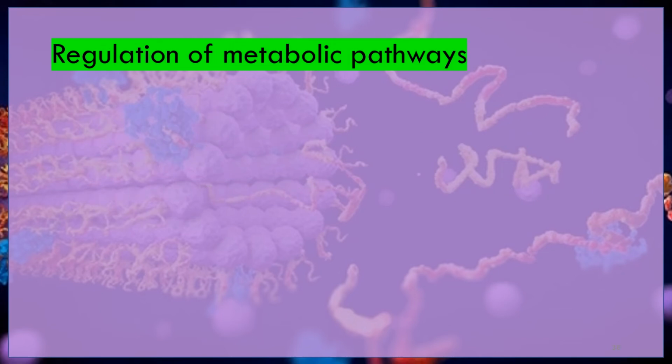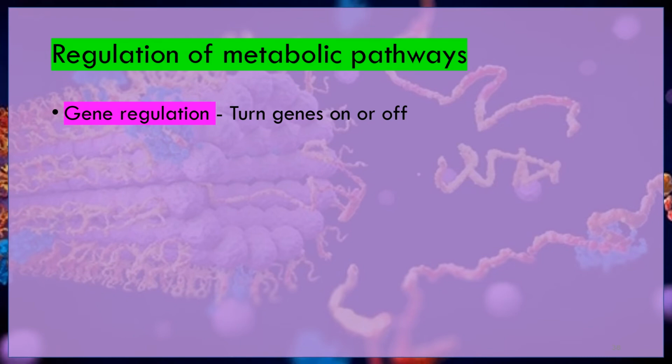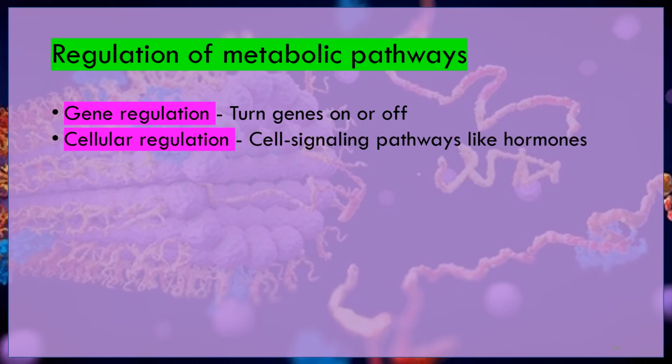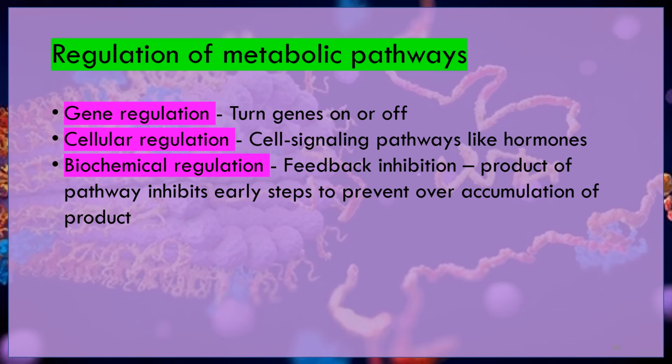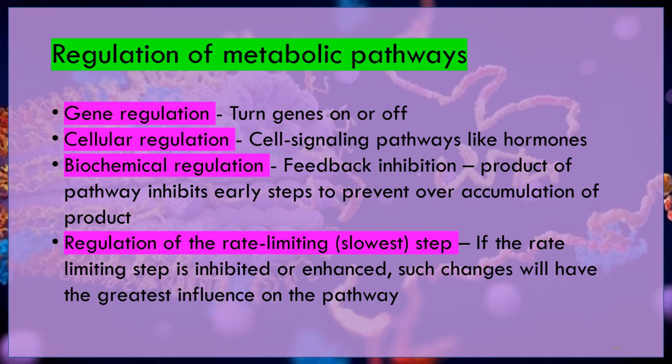Of those metabolic pathways, we have gene regulation, which turns genes on and off. We have cellular regulation, which is cell signaling pathways like hormones. We have biochemical regulation, which is feedback inhibition, where the product of a pathway inhibits early steps to prevent overaccumulation of a product. And we have regulation of the rate-limiting or slowest step. So if the rate-limiting step is inhibited or enhanced, such changes will have the greatest influence on the pathway.